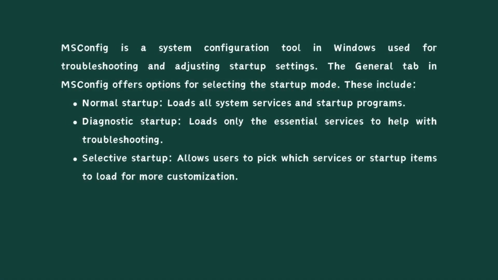msconfig is a system configuration tool in Windows used for troubleshooting and adjusting startup settings. The General tab in msconfig offers options for selecting the startup mode. These include Normal Startup, loads all system services and startup programs. Diagnostic Startup, loads only the essential services to help with troubleshooting. Selective Startup, allows users to pick which services or startup items to load for more customization.